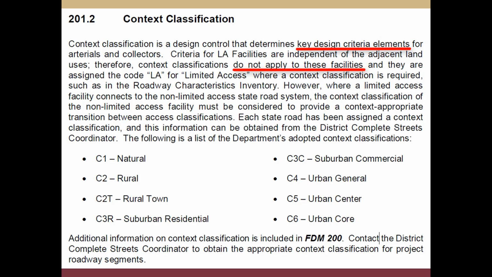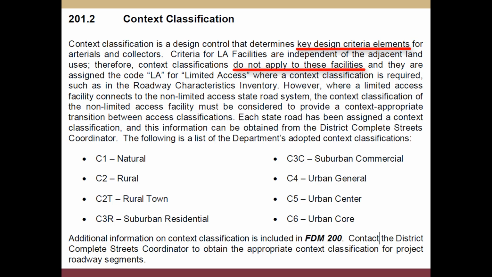So if you look at the context classification for the roadway, if it's limited access, you'll see it simply listed as LA for the context classification. Also, it's important to understand that even though a roadway is limited access and doesn't have a context classification, it gets assigned and designed based on the speed and the other criteria that you have for it.